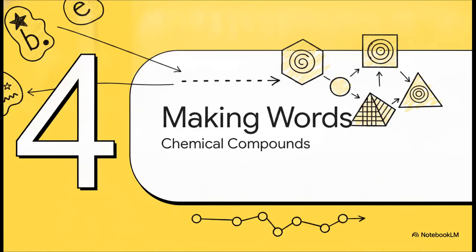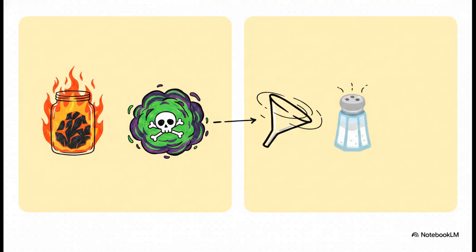Which brings us to Section 4, Making Words, Chemical Compounds. We know our letters, so now it's time to start combining them to form words. When elements join together chemically in a fixed ratio, they create an entirely new, pure substance called a compound. Now, what's really mind-blowing here is how a compound completely sheds the identities of its parent elements.